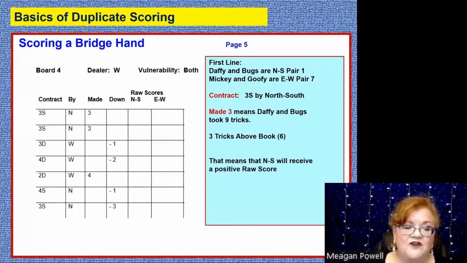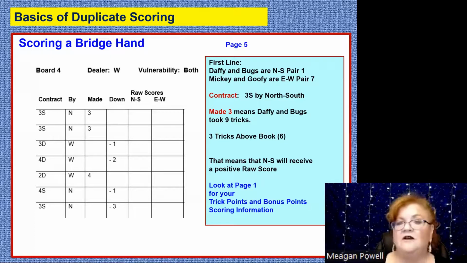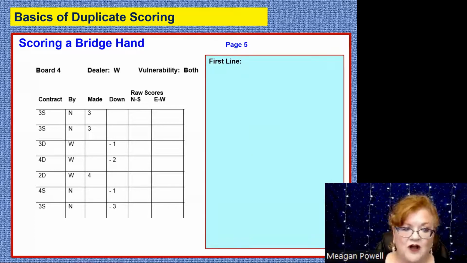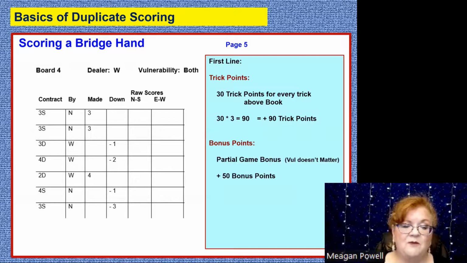Now that means north-south is going to receive a positive raw score. And if you look at page 1 at the top, when you make your contract, you have to start calculating trick points. 30 trick points for every trick above book. So you made 3 above book times 30, that's 90 trick points, but we're not done. Because we made our contract, we add bonus points. Now you're not in a game, so you give yourself a partial game bonus, and vulnerability doesn't matter there. It's a straightforward 50 extra points for just being successful.